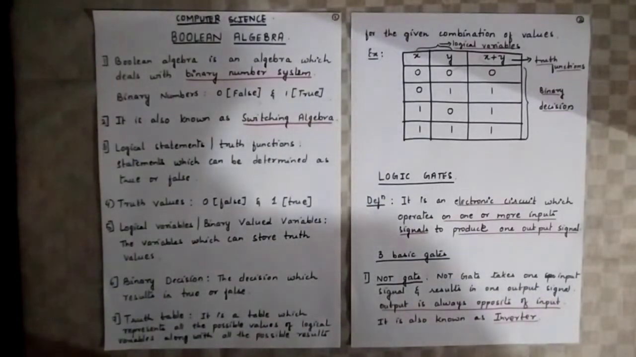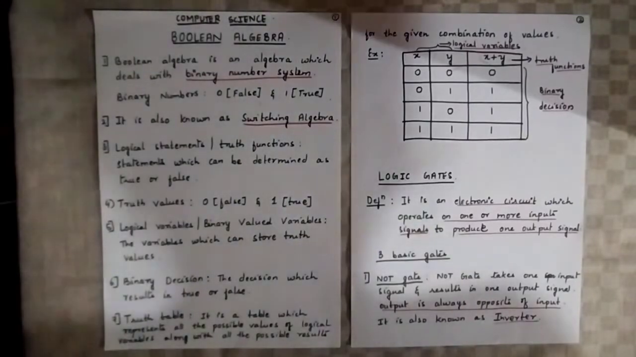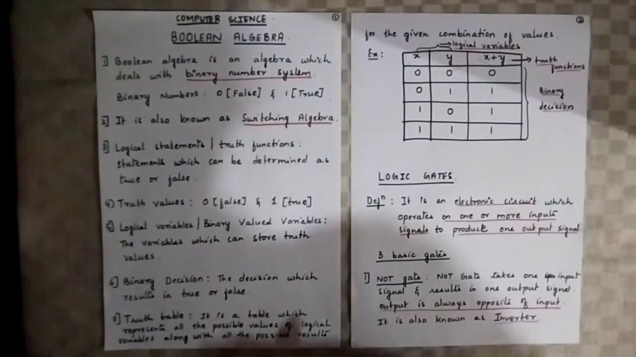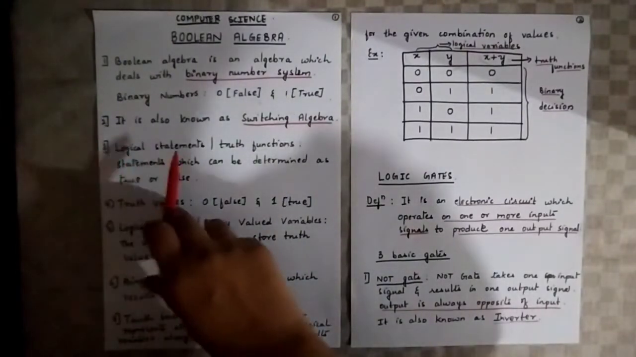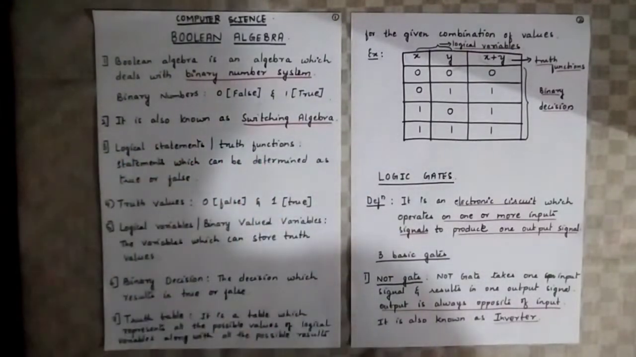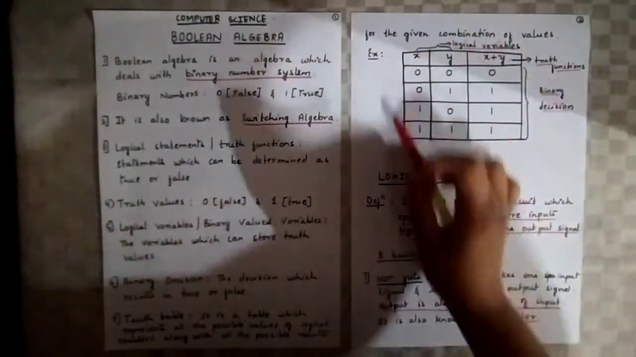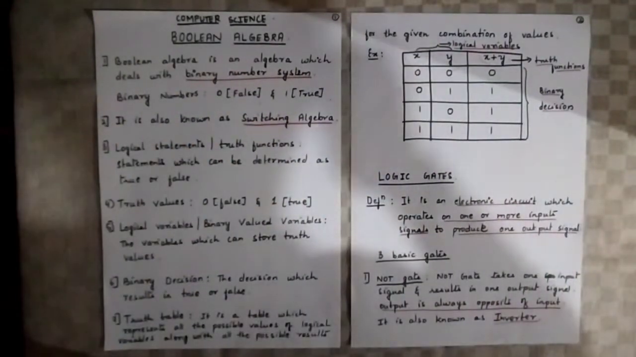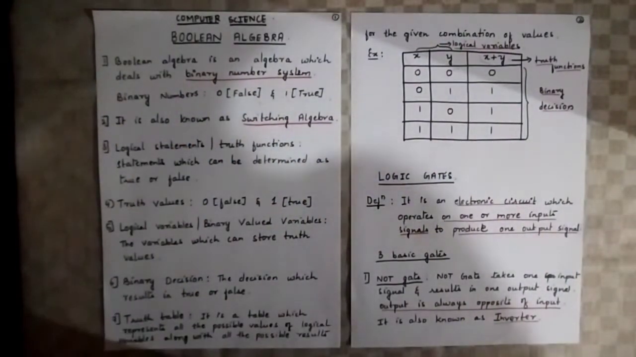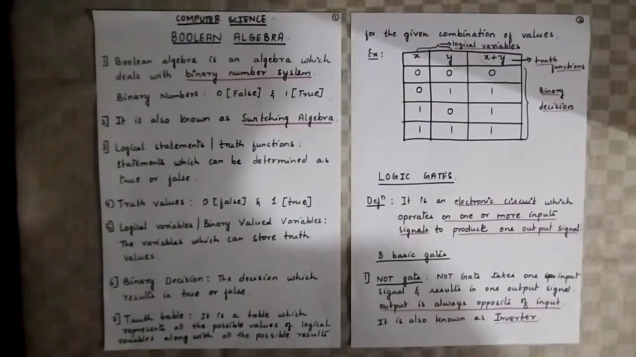Okay. Now associated with this Boolean algebra, there are certain definitions which you ought to know. So we'll see them one by one. Our first term is logical statement or truth function. I will take a complete example so that you get a clear idea of what exactly is meant by these terms. What does logical statement or truth function mean? It means the statements or functions which can be determined in terms of true or false.